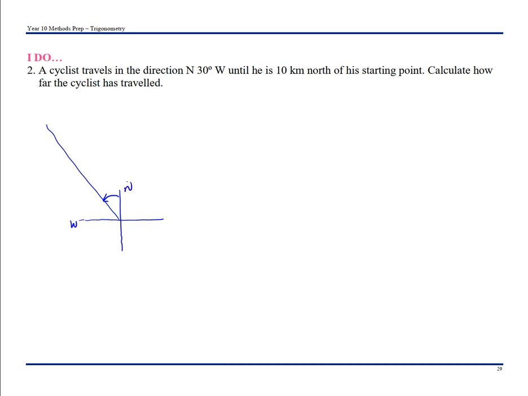No, this is west. No, that was north. So there's my 30 degrees, right? So my cyclist is maybe at this point. Doesn't really matter. Now it tells me, so that's my north 30 degrees west, until he's 10 kilometers north of his starting point. So if I drop a line down to that compass rose, that's telling me that this here is 10 kilometers because he's 10 kilometers north of his starting point. That's his northerly direction. And what we need to find is how far he's traveled. So that's my X there.